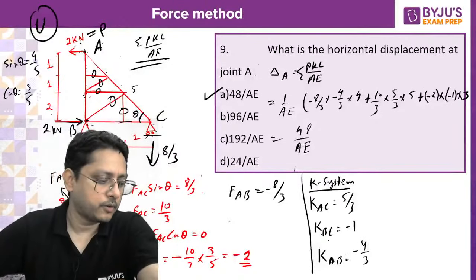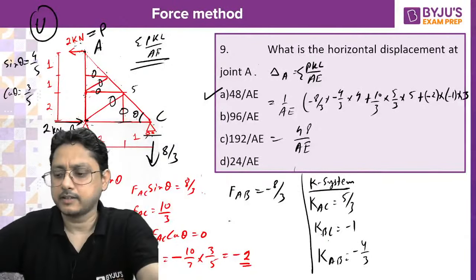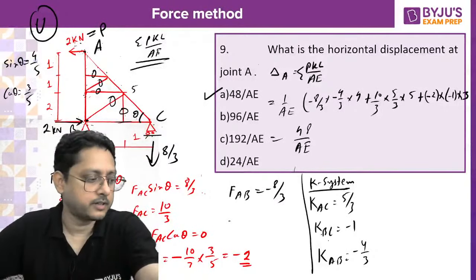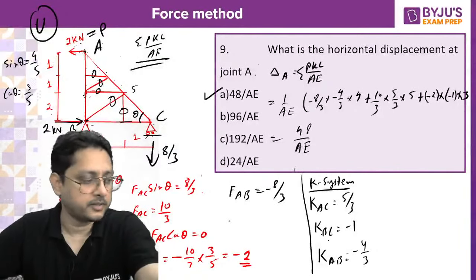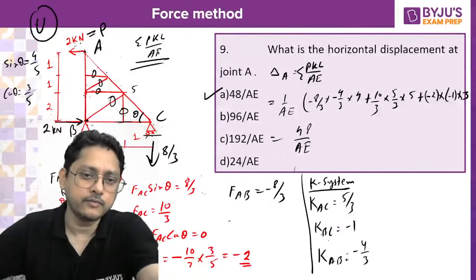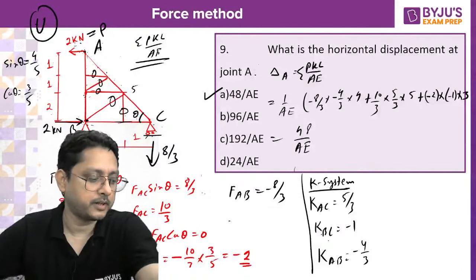That's all. Generally from the force method, they will be asking either reaction, the redundant force reaction, or they will be asking some deflection, deformation. That's all. Joint deformation or redundant forces in members. That's all from the force method they generally used to ask.